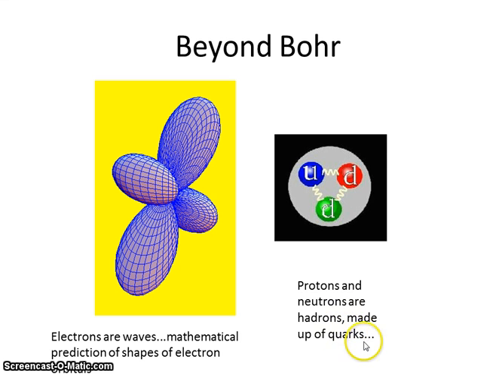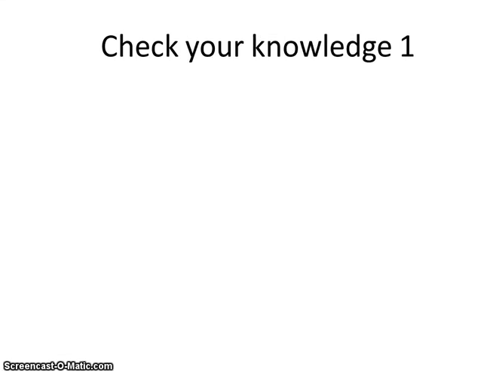And in fact, quarks make up a very, very wide range of particles, known generally as hadrons, and you may have heard of the Large Hadron Collider. Protons and neutrons are simply one example of hadrons. But as far as your A-level is concerned, you may well want now just to check that you've picked up the key points from this video.